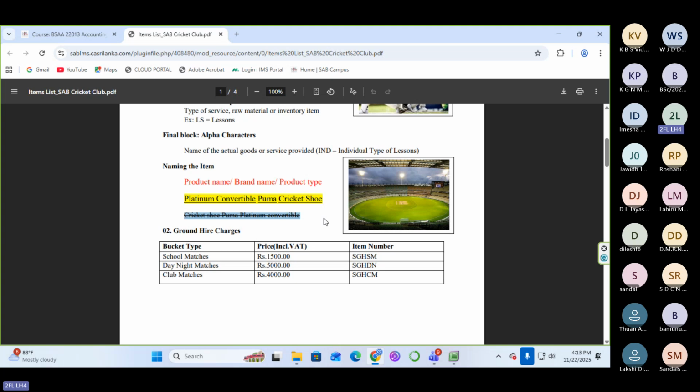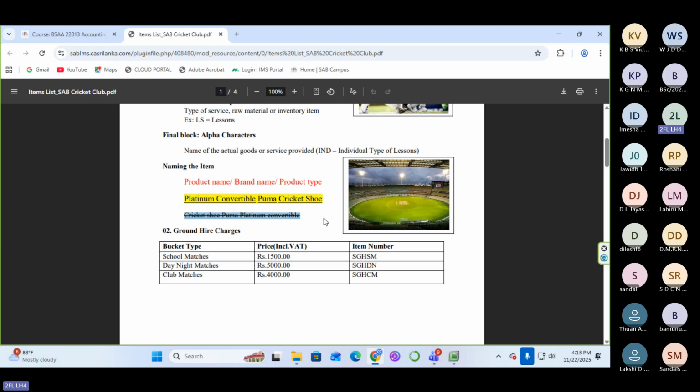But if you bring the specific product name first, right? Platinum convertible, you don't have bags. Platinum convertible, you don't have gloves. Platinum convertible, you know it's a specific type of shoe, right? Then automatically it will come, because there is only one item called platinum convertible Puma shoe. Of course, you know it's a shoe. You understand the reason?